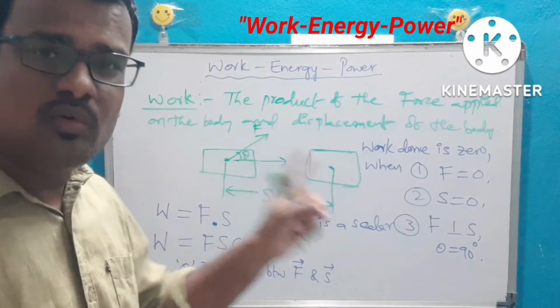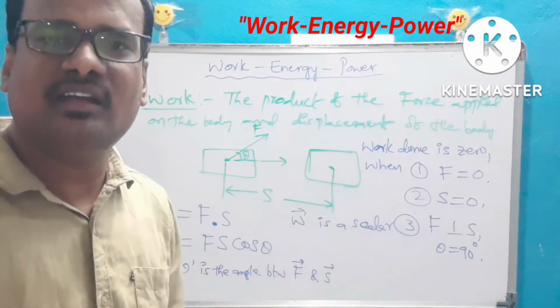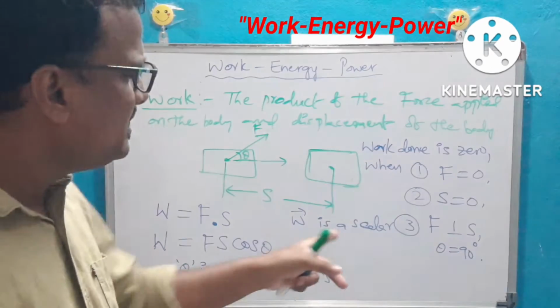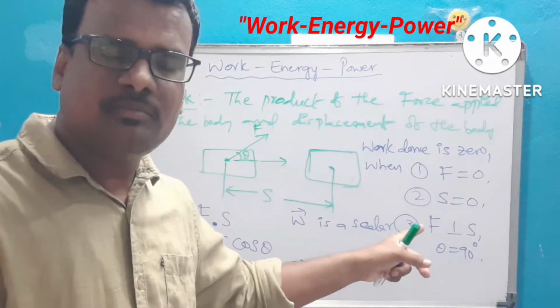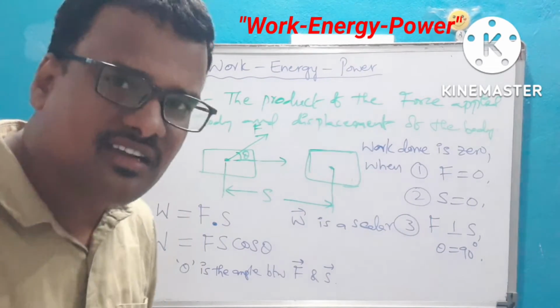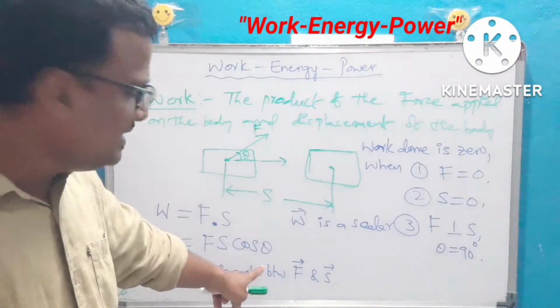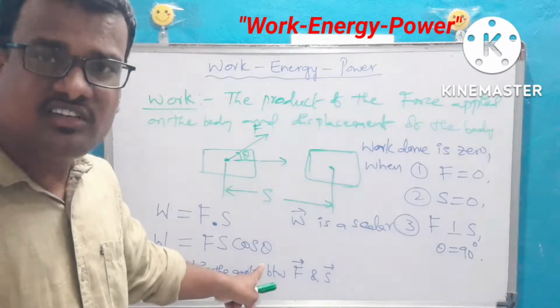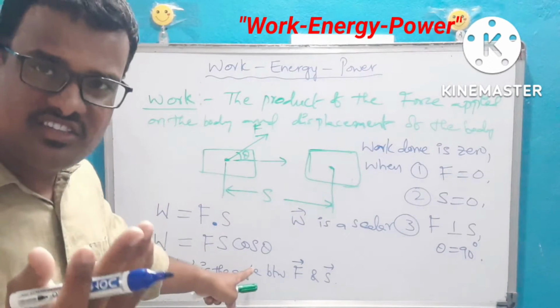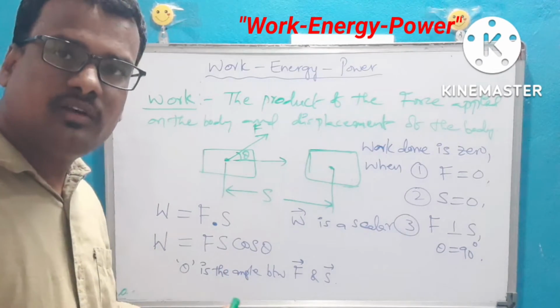But if force and displacement are perpendicular to each other, then the angle between them is 90 degrees. So if we substitute 90 in the cos theta term, then cos 90 is 0. So that's why the total term will be 0.